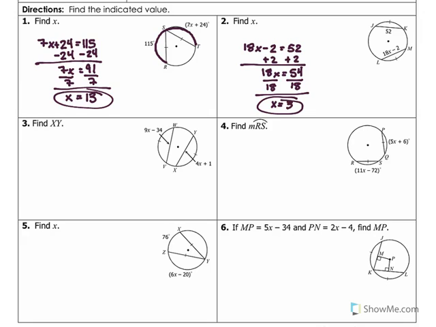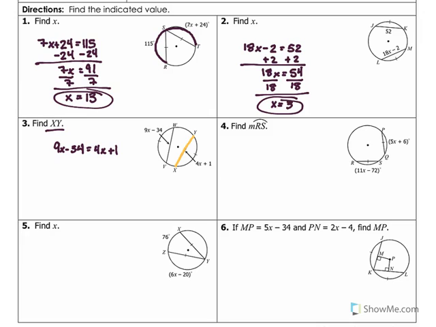Okay, this one has one extra step that we have to do. This is why it's really important that you guys read directions, because this says to find XY. XY is this line segment. So we are going to solve for x again, but we need x to find the length of XY. So let's go ahead and set those equal to each other first, because their arcs are equal, so their chords have to be equal. So we have 9x minus 34 equals 4x plus 1.